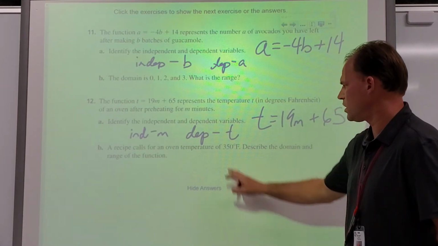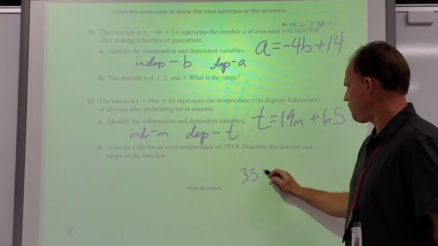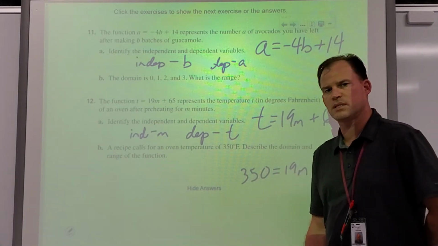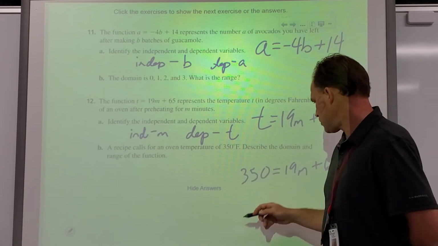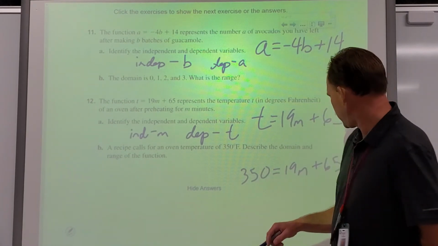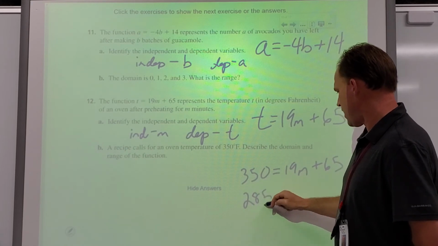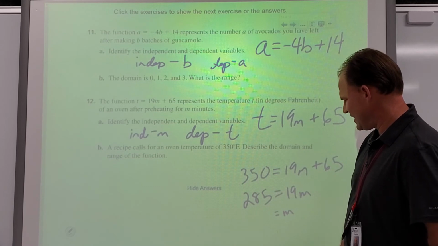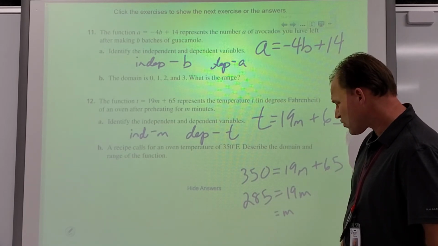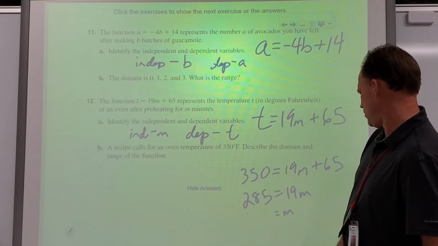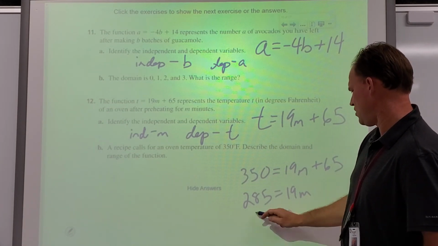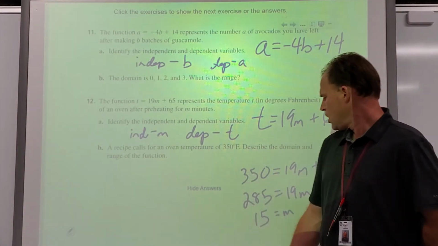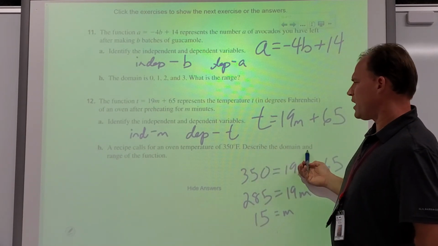So this one you would work backwards. You would put 350 equals 19m plus 65. It's giving you the final temperature. Subtract, I don't know, I don't have my calculator up here. It's like 285 divided by 19, 15? I think it's 15. Double check my math there. I think it's 15. So it's asking you to describe the domain and range of the function.